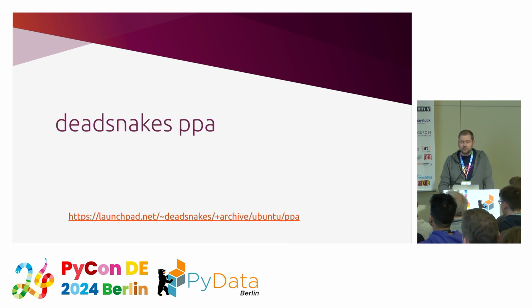The deadsnakes PPA provides additional Python versions, but only for LTS releases and only for Ubuntu, not for Debian or other derivatives. You need to add this PPA to your sources, and then you are finally able to install Python 3.12, or even the bleeding edge Python 3.13 or developer version.